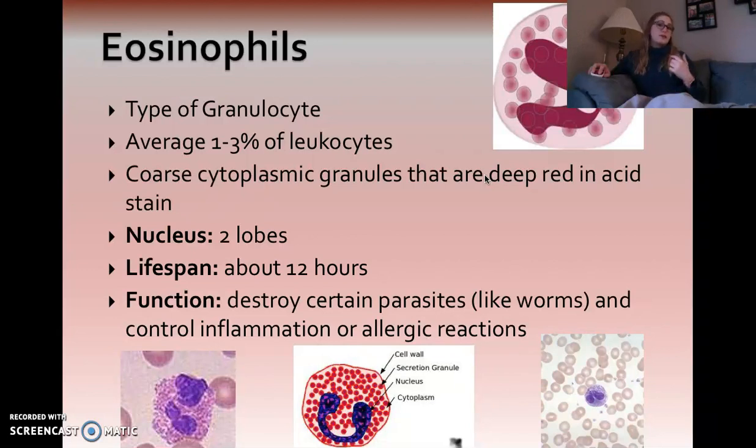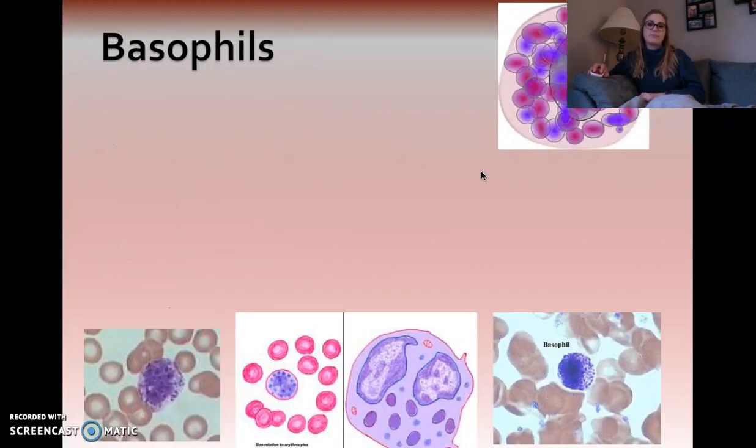So if you end up having a really, really bad infection of bot flies, which are the flies that will embed themselves in your skin, it is the eosinophils that are going to try to attack and destroy those. They end up controlling a lot of inflammation, even some allergic reactions, but I need you guys to know that eosinophils are one that end up attacking parasites.